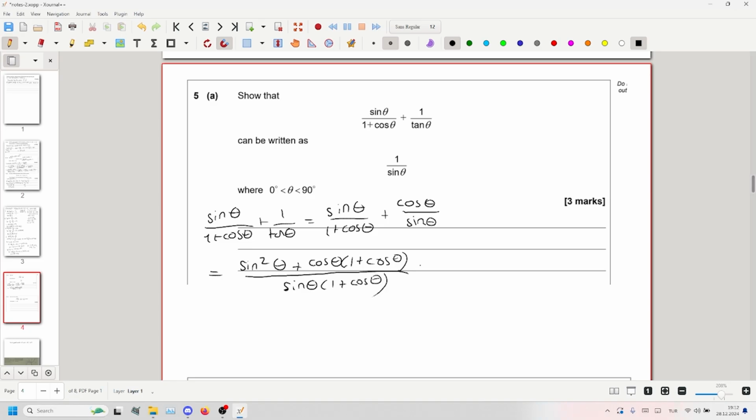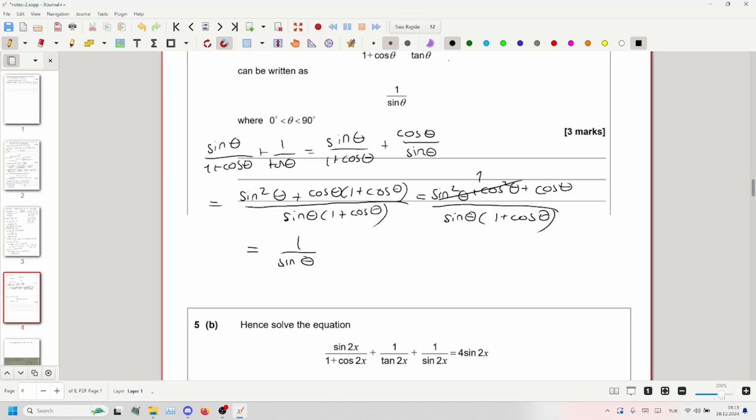Okay. So this is going to equal, if we expand the upper part, the numerator, you get sine theta plus cosine squared theta plus cosine theta. Now this is just 1 plus cosine theta, and this is divided by sine of theta multiplied by 1 plus cosine theta. So the 1 plus cosine thetas cancel out, which will give us 1 plus sine of theta.